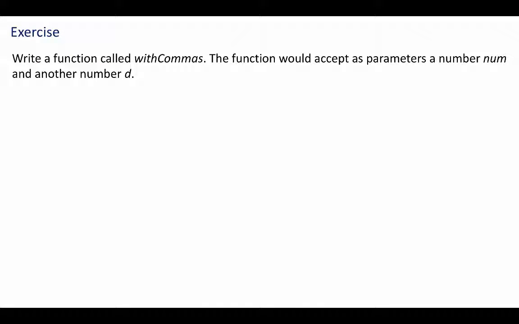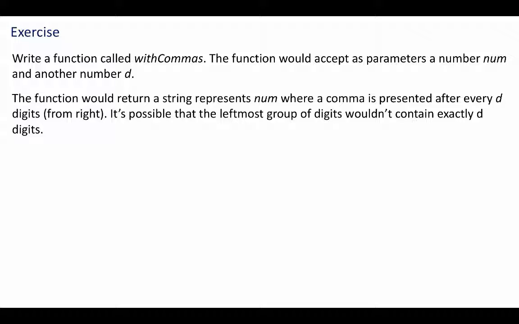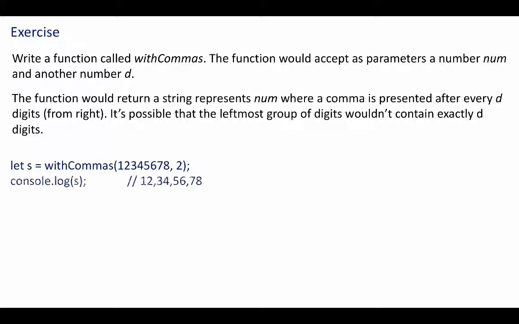So let's see a small exercise. Write a function called withCommas. The function would accept as parameters a number num and another number d. The function will return a string representing num where a comma is placed after every d digits from the right. It is possible that the leftmost group of digits wouldn't contain exactly d digits. So if we activate the withCommas function over this number and the number 2, we'll get this string.